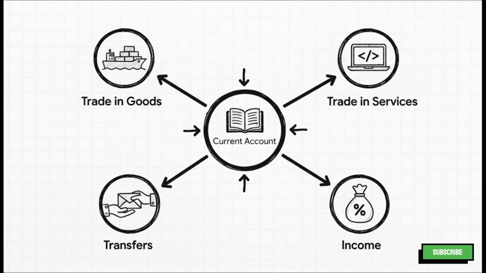The other three are called invisibles, pretty much because you can't physically see or touch them. These include trade in services, like our booming software exports, transfers, like the money sent home by relatives working abroad, and income, like profits earned from foreign investments.